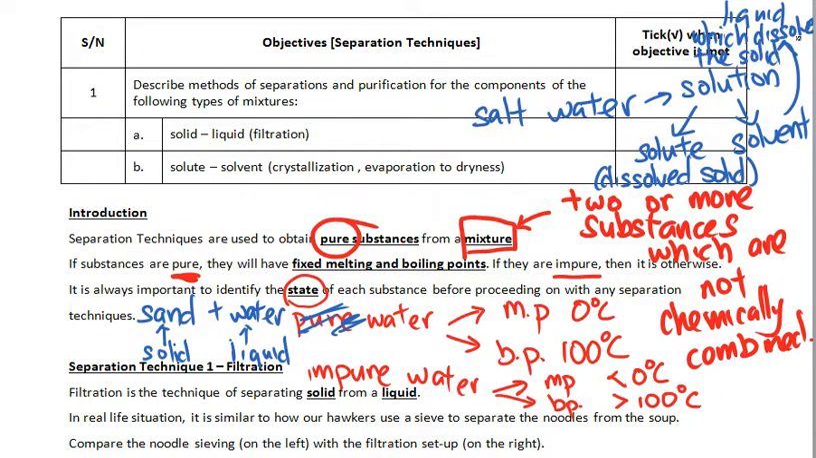So this is a quick intro for the separation techniques. We're going to go into the various techniques. Okay, we're going to go into 3 of them. First of all is the filtration. Okay, filtration we have here. We're going to go into crystallization, and we're going to go into evaporation to dryness. For this chapter here, we're just going to touch on to these 3 separation techniques. So this is the end for the introduction.